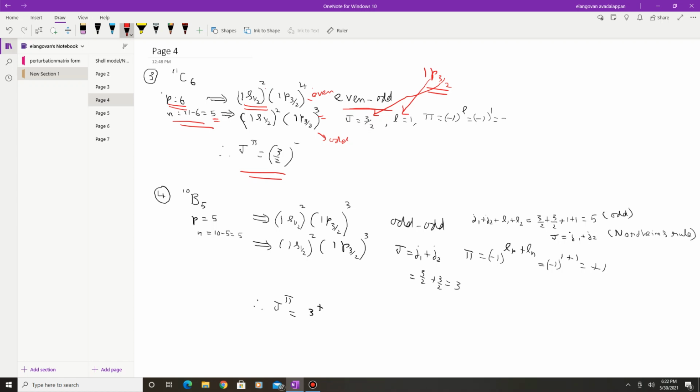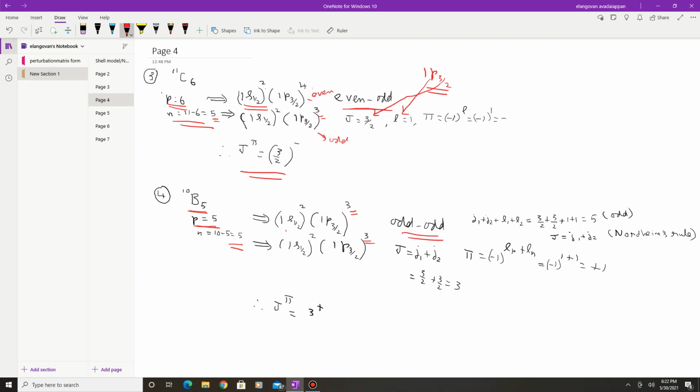Take another problem, boron. For this nuclei, Z, that is P, is equal to 5, and N is equal to 10 minus 5. If you draw the energy level sequence, this is 1s half 2, 1p 3 by 2, 3, for both. So both are odd. This is an odd-odd nuclei. For odd-odd nuclei, in order to find the angular momentum, you have to use Nordheim's rule.